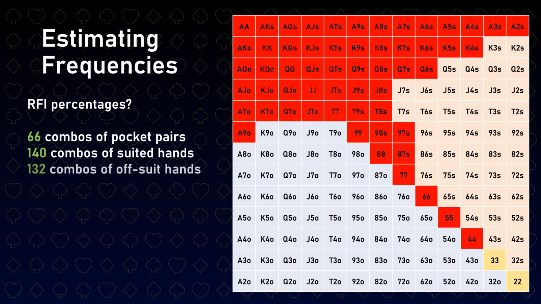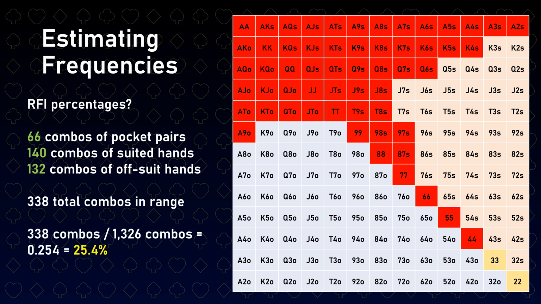And finally, we can see that there are 11 offsuit hands in this range. 11 times 12 is 132 combos. This gives us a total of 338 combos in Phil's cutoff raise first in range. 338 divided by 1326 total combos equals 25.4%.